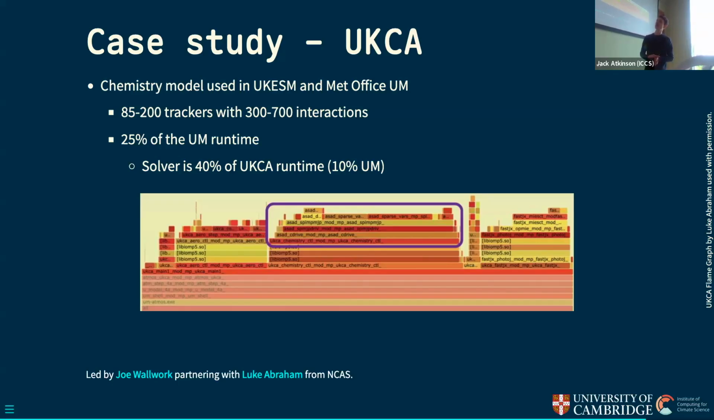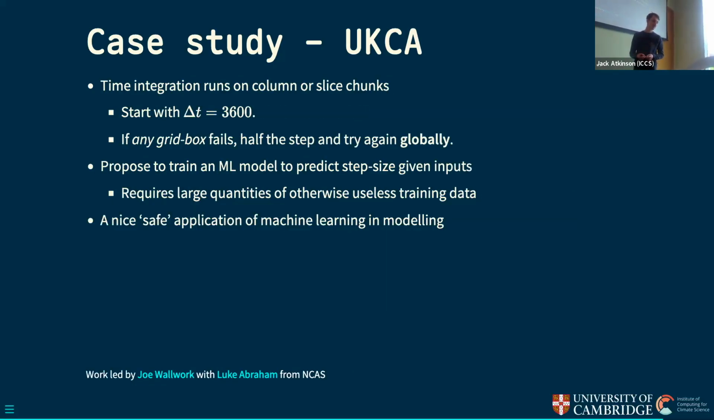However, it's known to be a bit of a bottleneck for the Met Office's models. So it's about 25% of the runtime of the unified model, which is their current weather model. And then the chemistry solver, which is one of the three components inside UKCA, is 40% of UKCA's runtime. So there's a flame graph there, which shows in purple the chemistry model. And previously in different projects, I did a whole lot of work on trying to reduce that, basically, trying to make it run faster. And ultimately, we came down to a problem that's related to how the solver is structured.